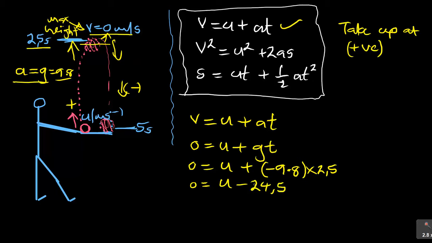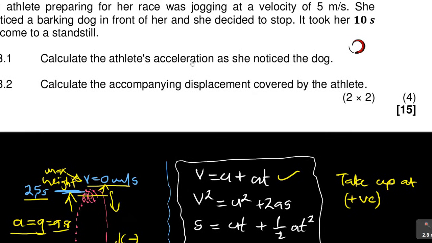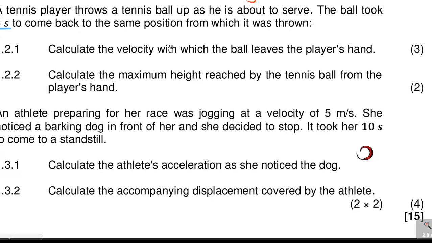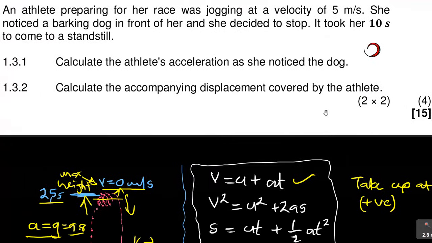All right, so if I can now find U, meaning I can take this to the other side, so 24.5 meters per second in this case is equal to U. So now the question was, let me just check again, the question was: calculate the velocity with which the ball leaves the player's hand.